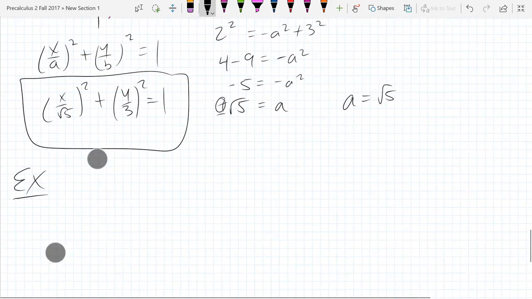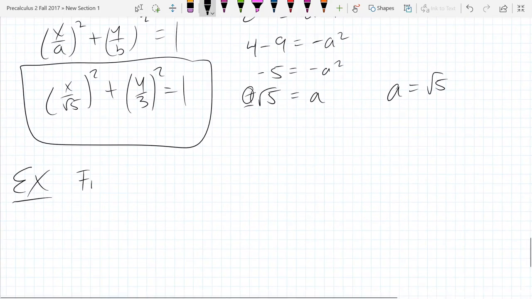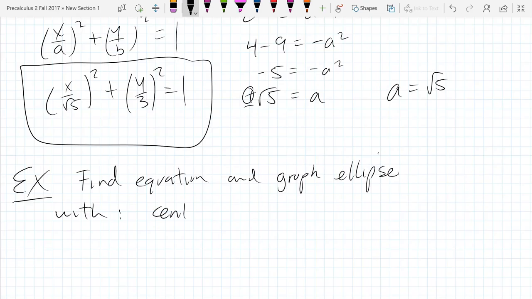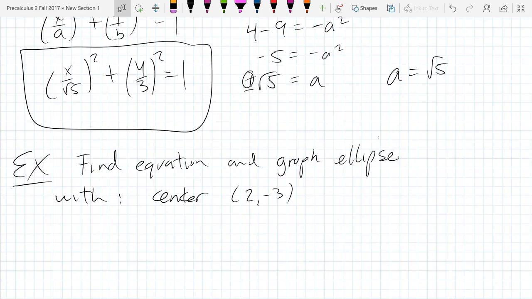So we have two more problems to go. Center is not a word I've used on an ellipse before, but it means the point directly in the middle. So it would be between the two foci. One of the foci is 3, negative 3, and the vertex will be at 5, negative 3.